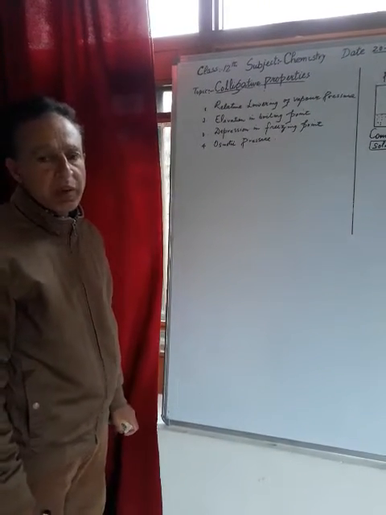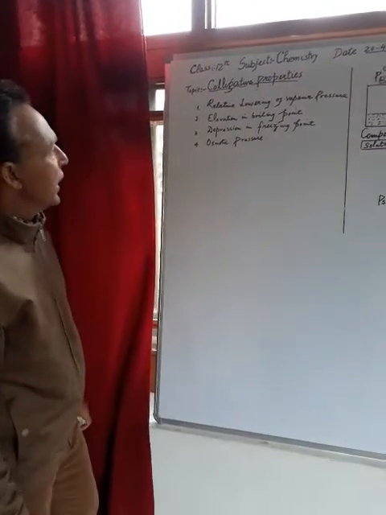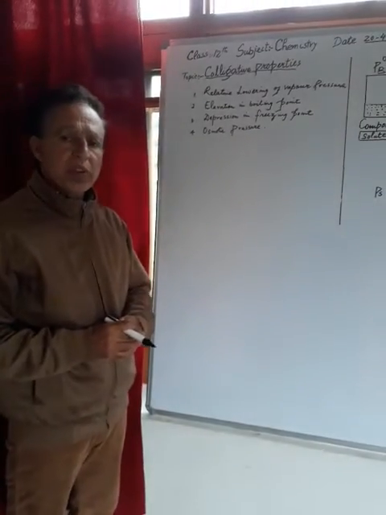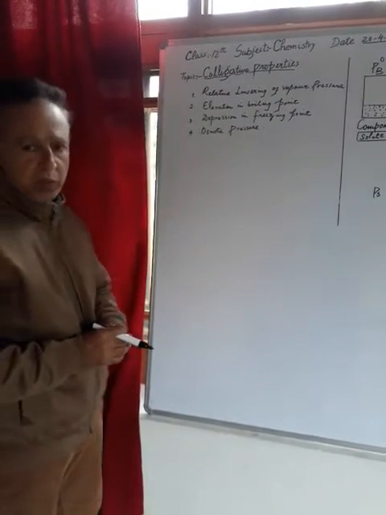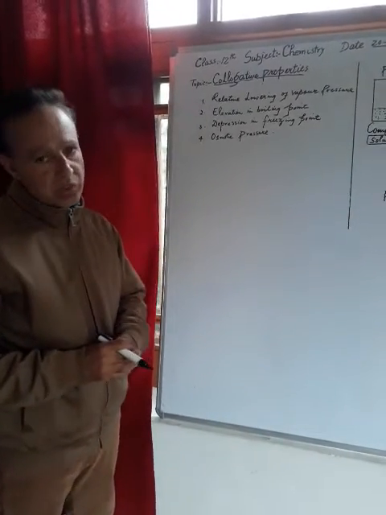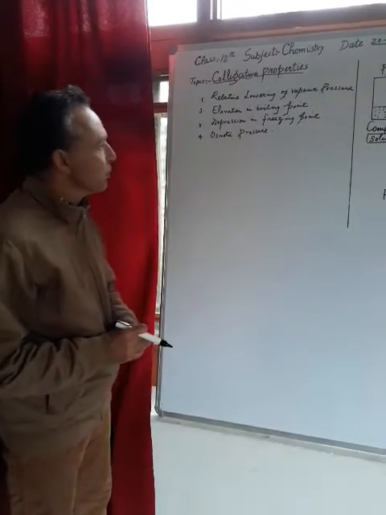Today I will deliver my lecture on colligative properties, and we will discuss in detail one of the colligative properties, that is relative lowering of the vapor pressure. It is a topic from the chapter Solutions, which is in your chemistry chapter 2nd.